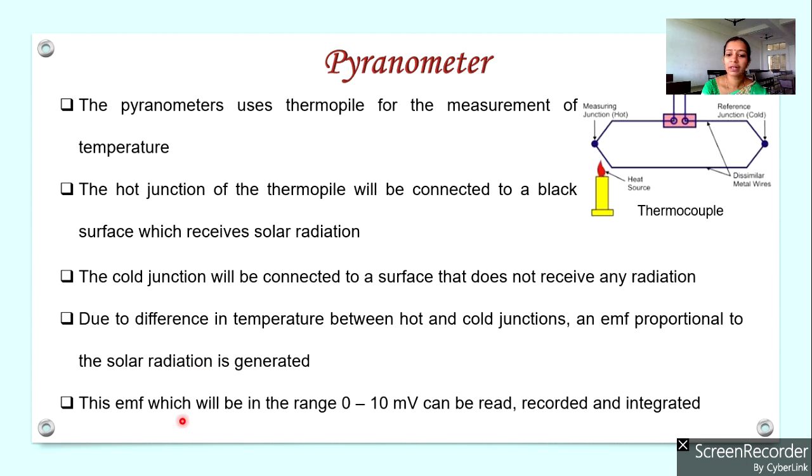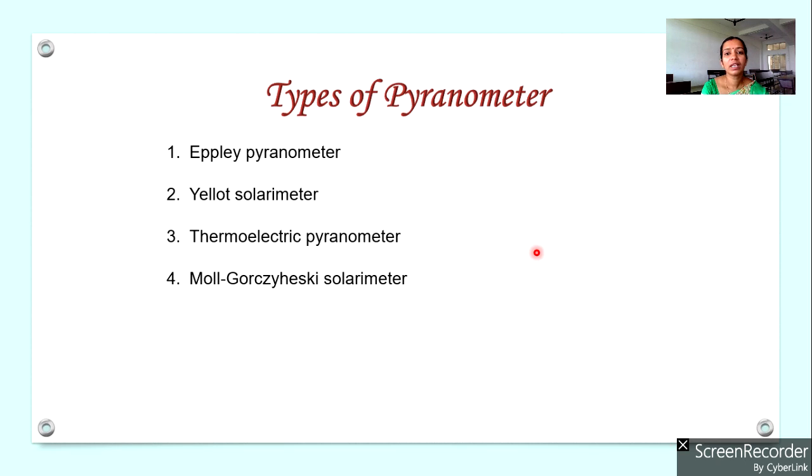And in a pyranometer, the induced EMF will be in the range of 0 to 10 millivolt. We can either read it, record it, or integrate it over time. So now there are different types of pyranometers available. They are the Eppley Pyranometer, Yellot Solarimeter, Thermoelectric Pyranometer and Molgorsky Solarimeter. So now we are going to study in detail about the Eppley Pyranometer and Yellot Solarimeter.